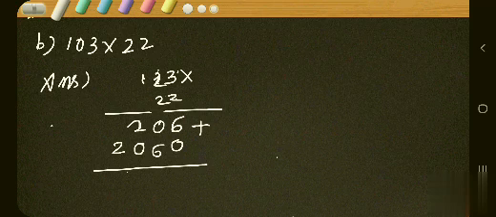Now we can add. 0 plus 6, 6. Here also 0 plus 6, 6. 2 plus 0, 2. So what is the answer? 2266 is the answer. Okay. C.